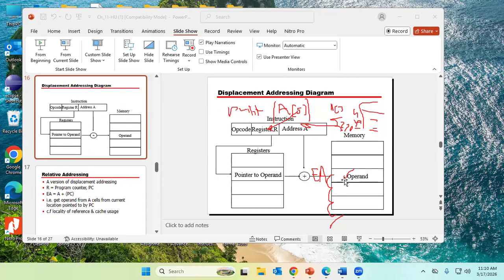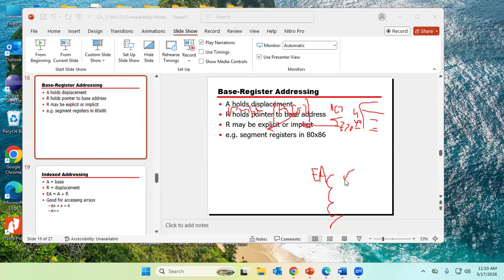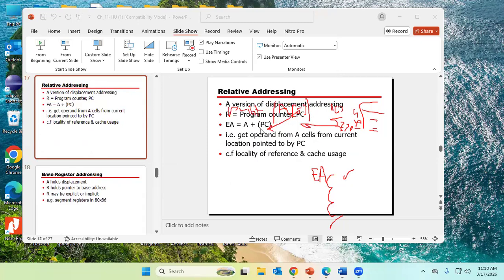Okay, this is the displacement. Now, where are we? In the relative, the PC. I'm not going to go up and down, because then it's confusing me more than it's confusing you. This PC now is the register, guys. PC is a register. But this is not a register where you have to store anything in it because it's already stored.